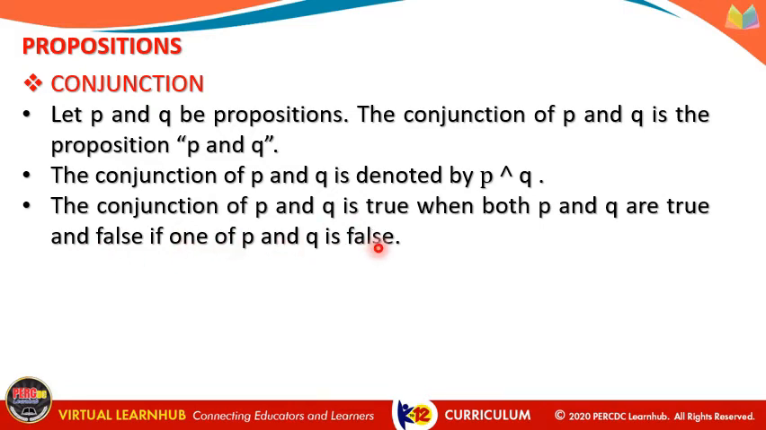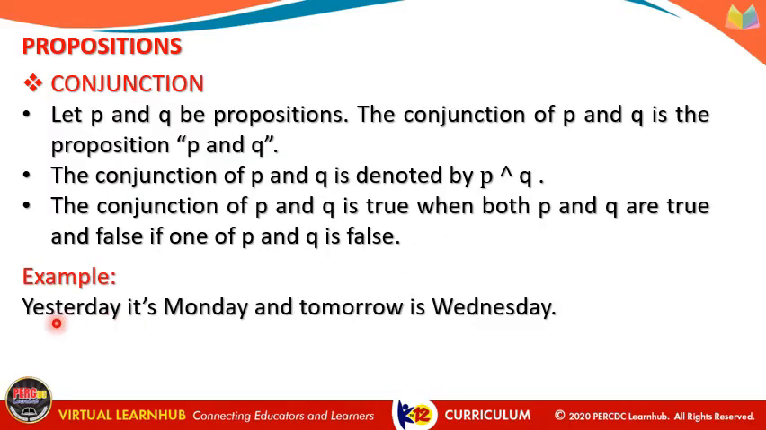So if you want your conjunction to be true, both P and Q must also be true. If one of them is false, then your conjunction is automatically a false statement. Example: yesterday it's Monday and tomorrow is Wednesday. So this proposition consists of two simple propositions. One is yesterday it's Monday, and the second one is tomorrow is Wednesday. So you have two propositions connected by the word and.